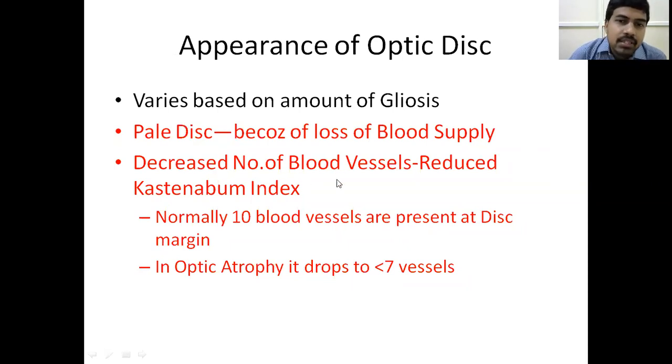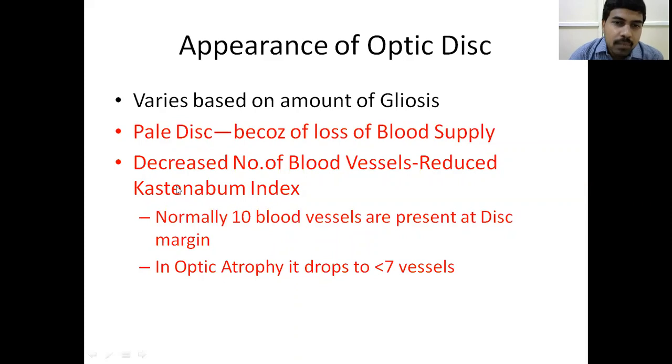And then there will be a decreased number of blood vessels. On the surface of the optic disc, you can see many blood vessels. So the number of blood vessels will be decreased. Normally there are 10 blood vessels present at the optic disc margin. If you take the optic disc margin in a healthy person, normally there will be 10 blood vessels at the margins of the optic disc.